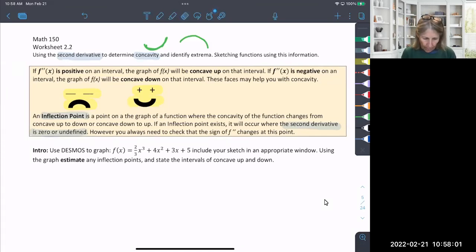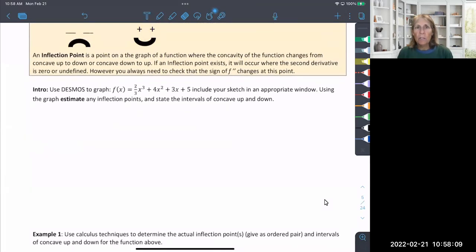Okay, so let's just look at a picture and sort of identify this curvature and possible inflection points. So in this intro problem, it says use Desmos to graph, sketch the graph, and then let's estimate inflection points and where concave up and concave down are occurring. So if you want to pause the video here, you can type this into Desmos and take a look.